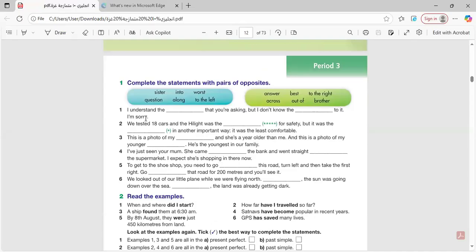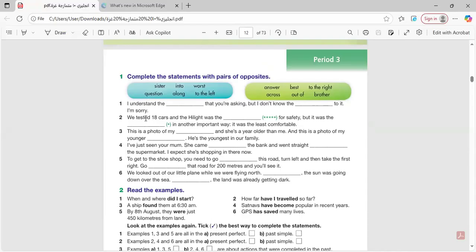Complete the statement with pairs of opposites. So we will use opposites, guys. Here in this table, we have sister, into, worst, question, along, to the left, here, answer, best, to the right, across, out of, brother, okay? I understand the question that you are asking, but I don't know the answer. I don't know the answer to it. So question and answer are opposites.